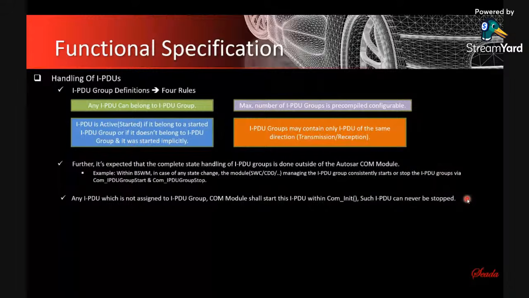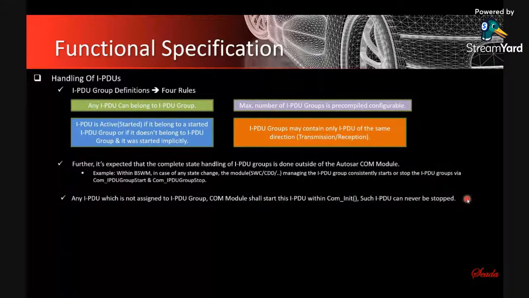As I told you, I can come and say from the application, Com IBDU group one starts, or from the basic software mode manager, I put a rule whenever this condition is achieved, please start these IBDUs. Okay. Great. And the IBDU groups, as we mentioned right now, may only contain the IBDUs of the same direction, either the transmission or the reception. Actually, the configuration will not allow you to put some transmission and reception in the same IBDU group. It will give you an error at this point.